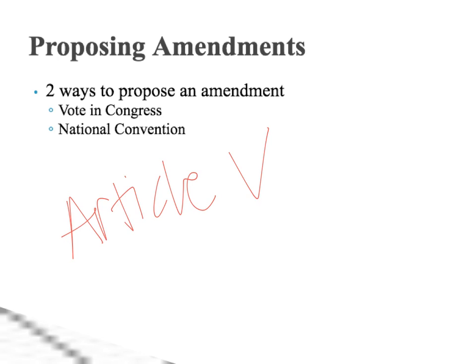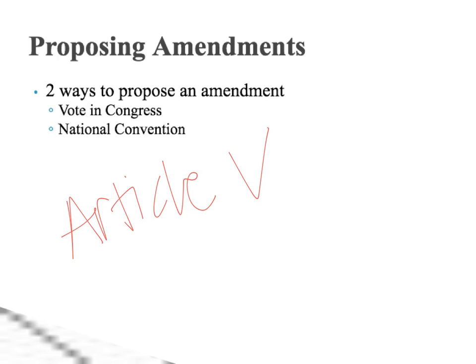And what that means is that both the House of Representatives and the Senate are presented with this new amendment. For it to pass, at least 2/3 of both houses must approve the amendment before it can be sent to the states for ratification. So that means that 2/3 of the House of Representatives, which happens to be 290 votes, and 2/3 of the Senate, 67 votes, need to approve an amendment before it can be sent to the states for ratification. So that means that many people need to vote yes just for it to be proposed.